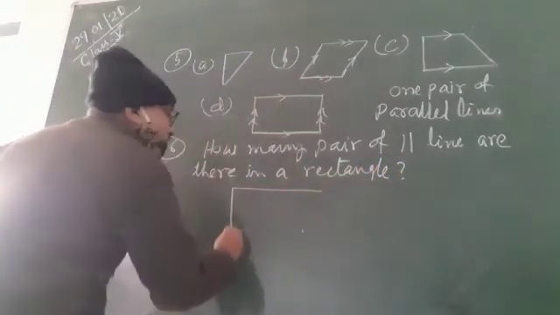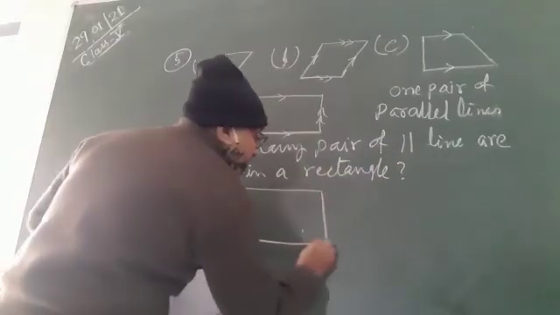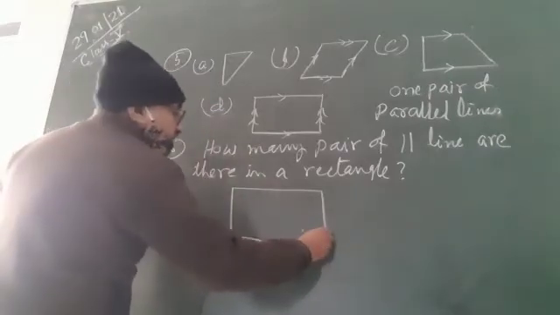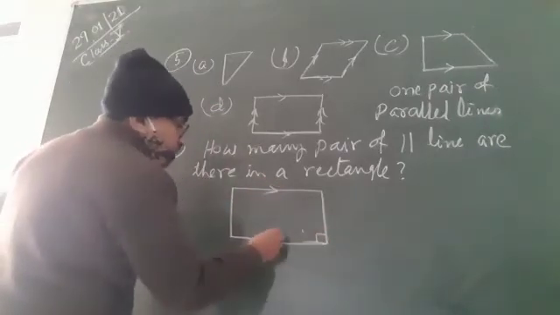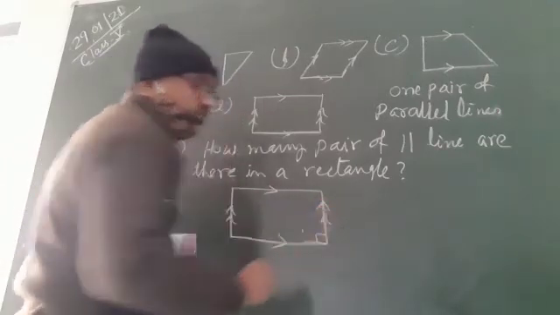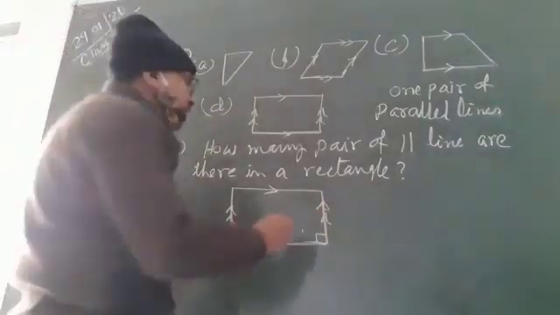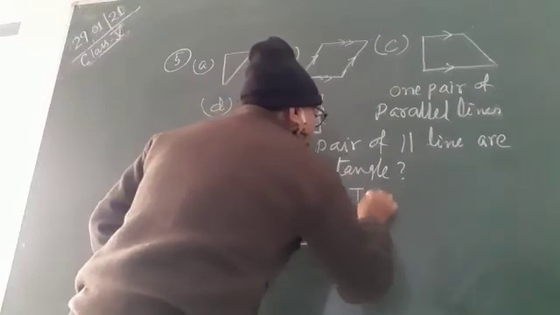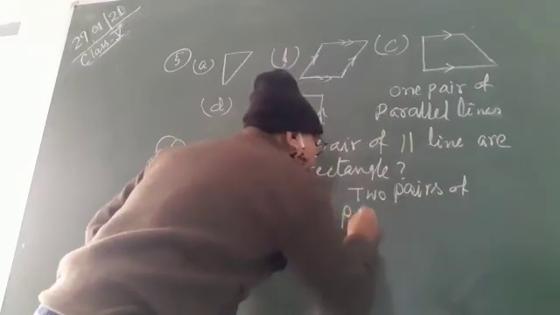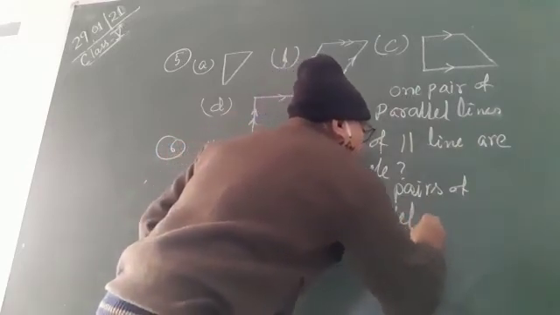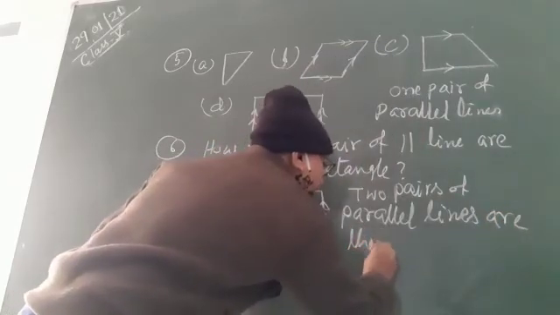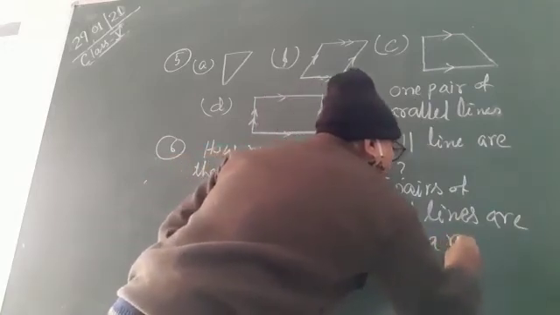This is a rectangle. Opposite sides are equal, and each angle is 90 degrees. Now this line is parallel to this, and this line is also parallel to this. Opposite lines are parallel. That means in a rectangle, opposite sides are parallel. Okay? So two pairs of parallel lines are there in a rectangle.